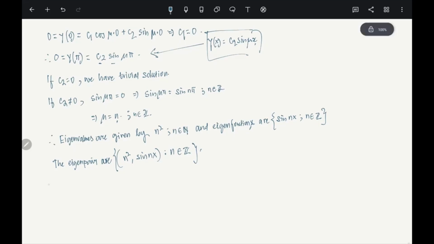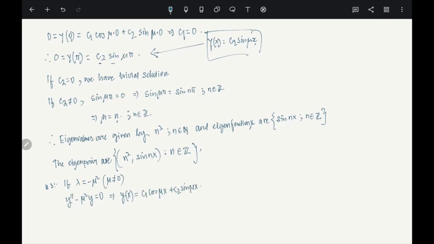What about negative ones? So now, case 3. If lambda is negative, let's say minus mu square, mu non-zero, then what happens? Let's check that. The equation turns out to be y double prime minus mu square times y equals 0. You can solve this equation, right? And if you solve it, the solution which you are going to get is y(x) equals c1 times cosine mu x plus c2 times sine mu x.